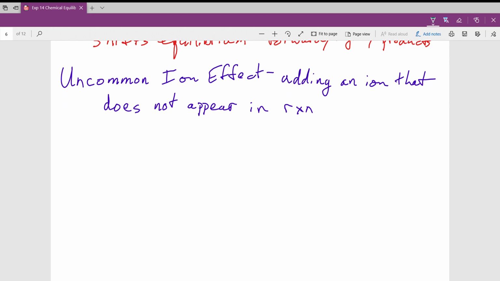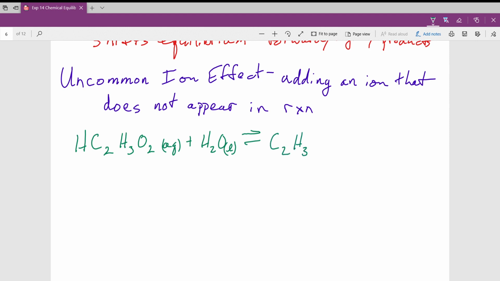So here we go. Another example from your lab. HC2H3O2 aqueous plus H2O liquid gives us C2H3O2 minus aqueous plus H3O plus aqueous. Okay, so here what we're going to do is add, again, an uncommon ion. Let's add NaOH this time.